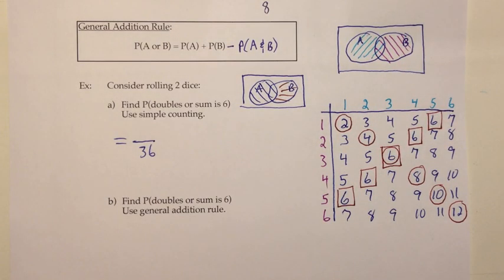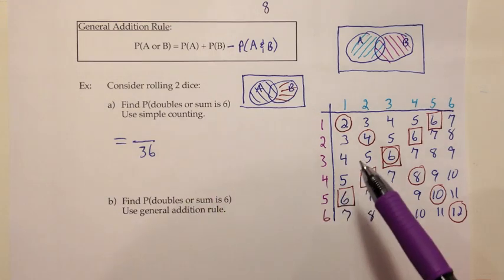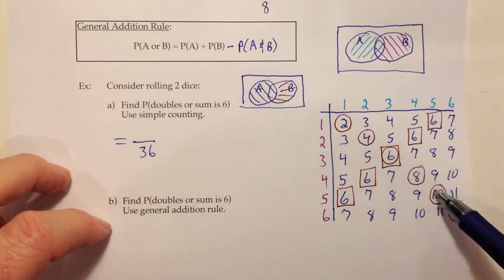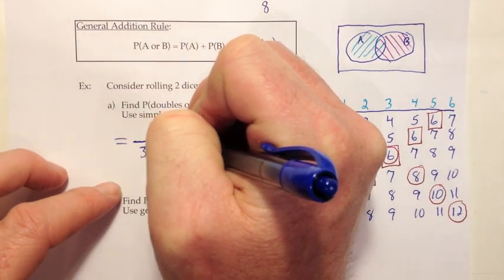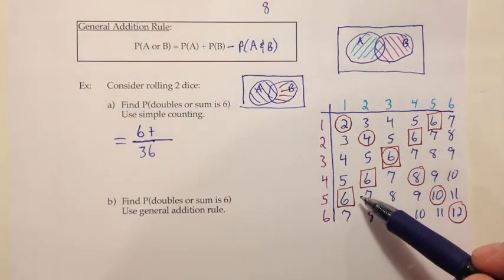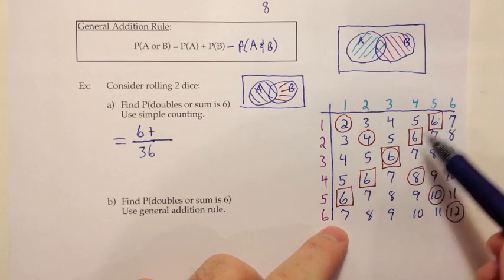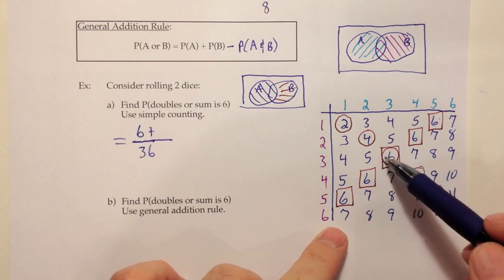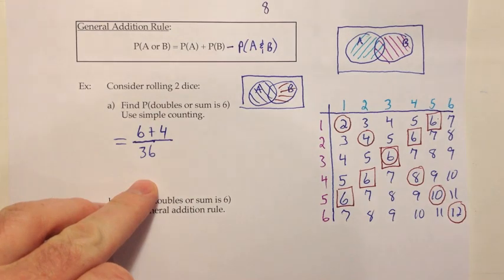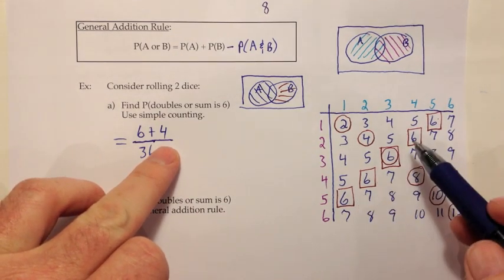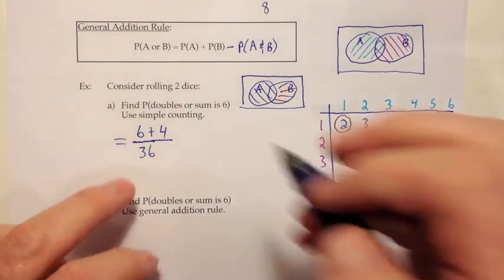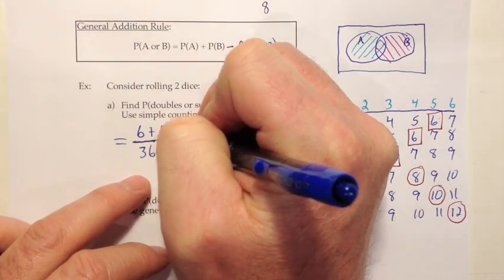So I'm going to count all of the things that were doubles. That would be the circled numbers, 1, 2, 3, 4, 5, 6. And then I'm going to add in anything that has a sum of 6 that's new, which would be 1, 2, 3, 4. And I'm careful not to count this one because I already counted it when I did the doubles. So I have 6 things when I count all the doubles, and 4 new things when I take the sum of 6. And again, new things. This one wasn't new, it had been counted already. So that's 10 out of 36.